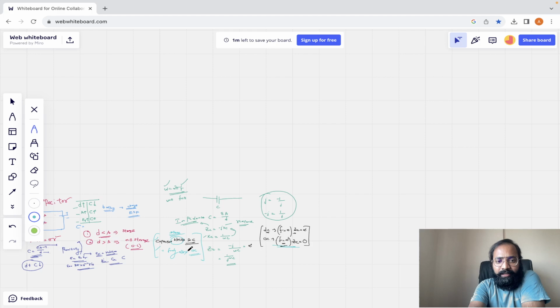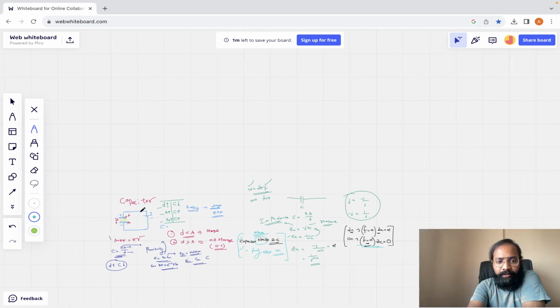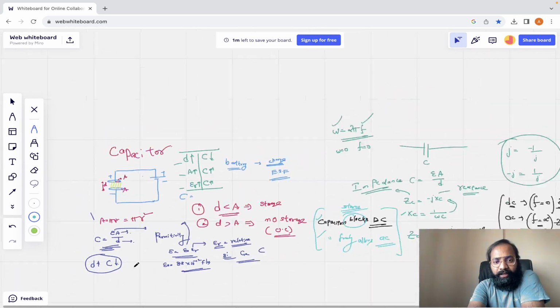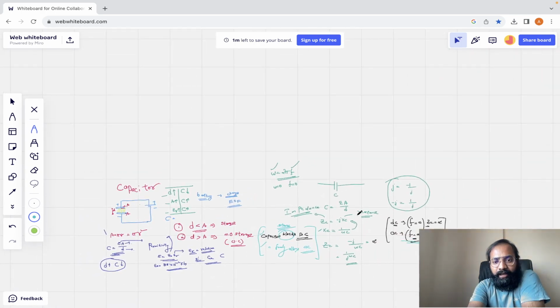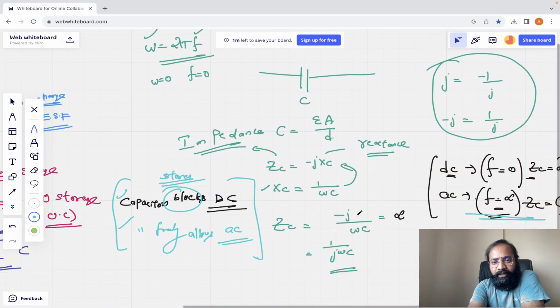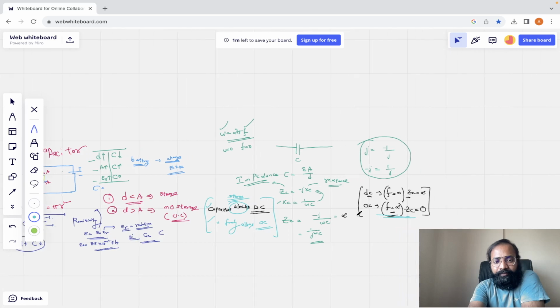Okay, so it is one part of the capacitance. So up to now we discussed 2 parts, right? One is the normal formula of the capacitance, with respect to D, A and epsilon R. And another one is with respect to the impedance and reactance of the capacitance, correct?